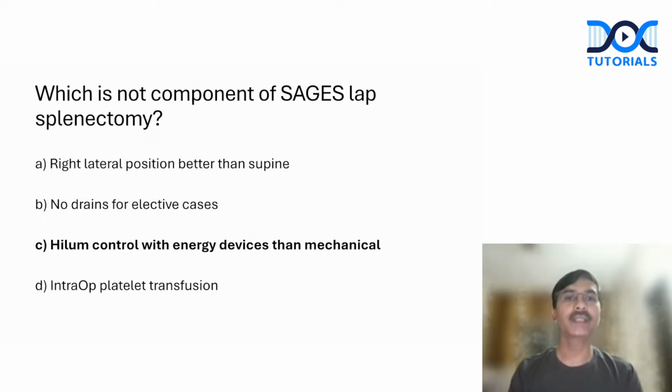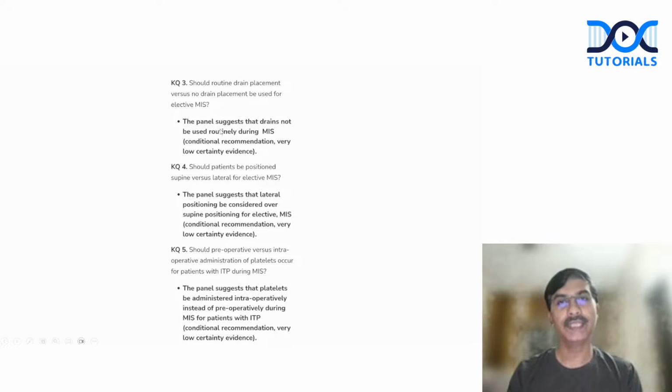They do recommend the usage of staplers if it is a case of distributed distribution. If it is a magistral distribution, they recommend clips. These are the latest guidelines, which came a year back. On routine drain placement versus no drain placement, the panel suggests no drain for routine MIS. For position, they have recommended right lateral position over supine position for normal sized spleens. And they have preferred intraoperative platelet transfusion in case of ITP over preoperative platelet transfusion.